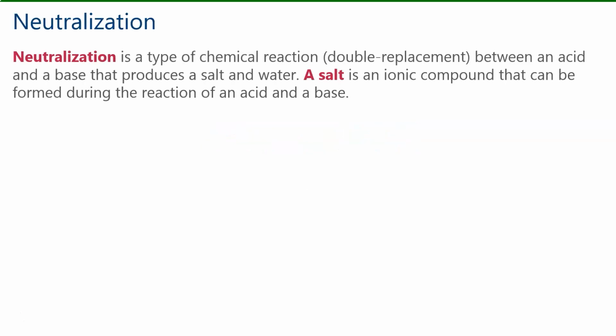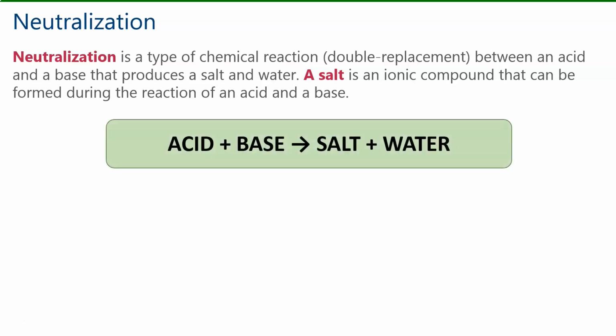Neutralization is a type of chemical reaction, a double replacement reaction, between an acid and a base that produces a salt and water. A salt is an ionic compound that can be formed during the reaction of an acid and a base. The reaction will look like this. We'll have an acid plus a base as our reactants, and then our products will be salt plus water.